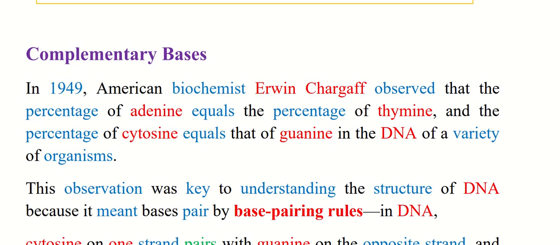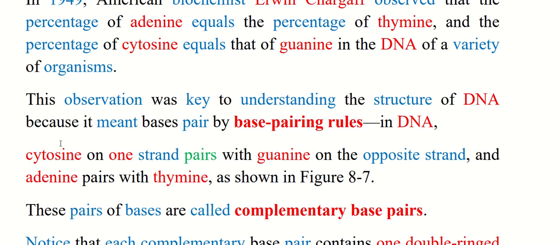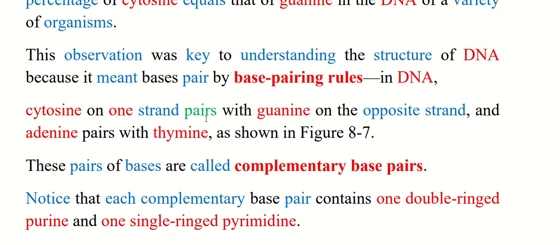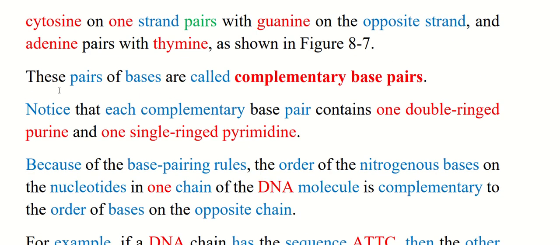So what are complementary bases? In 1949, American biochemist Erwin Chargaff observed that the percentage of adenine equals the percentage of thymine, and the percentage of cytosine equals the percentage of guanine in the DNA of a variety of organisms. This observation was key to understanding the structure of DNA because it meant there were base-pairing rules in DNA. Cytosine on one strand pairs with guanine on the opposite strand, and adenine pairs with thymine. These pairs of bases are called complementary base pairs.